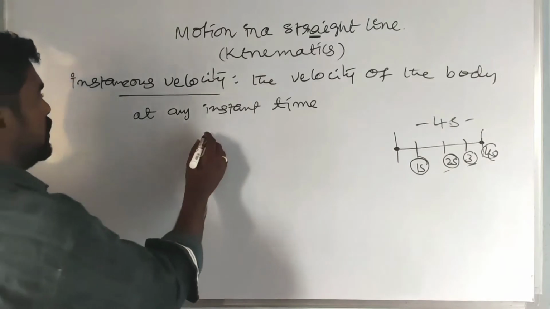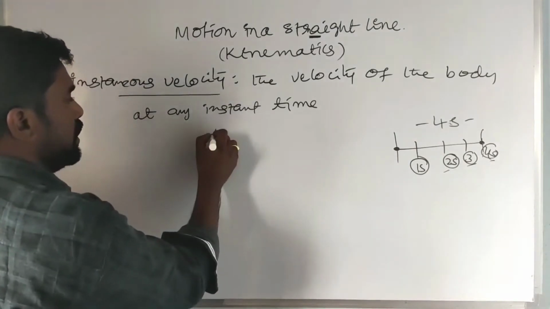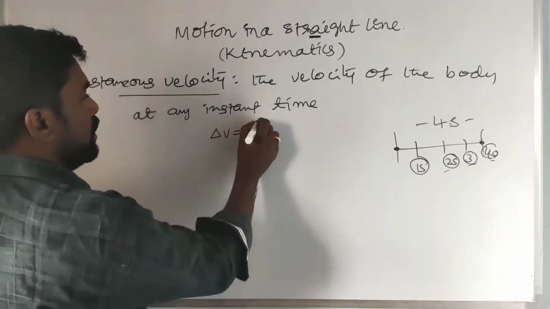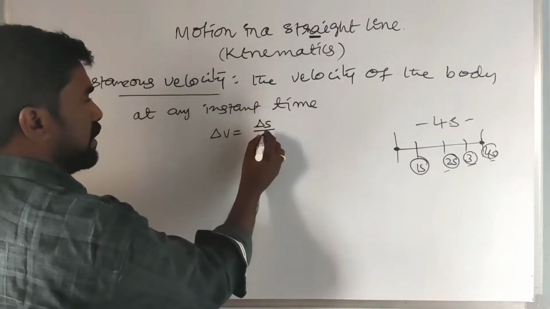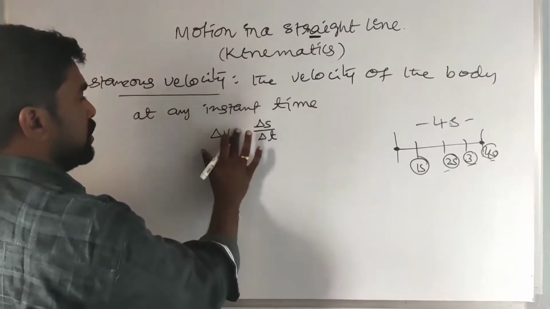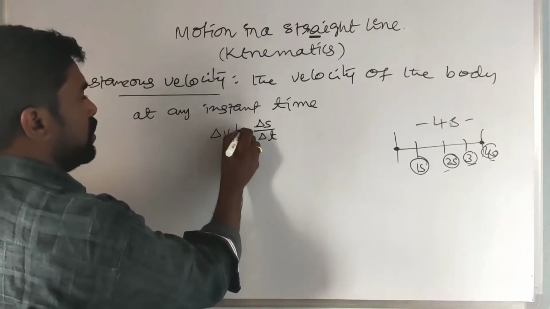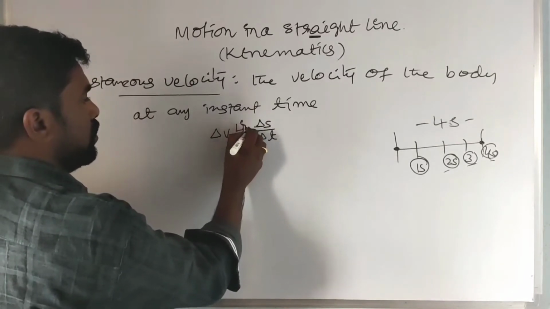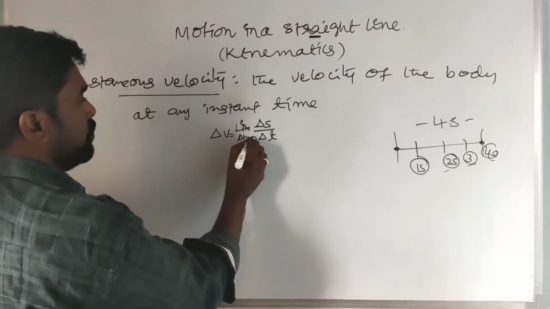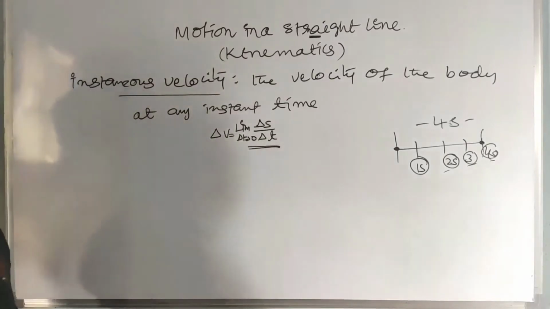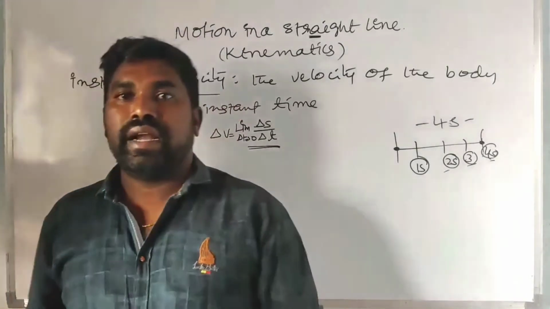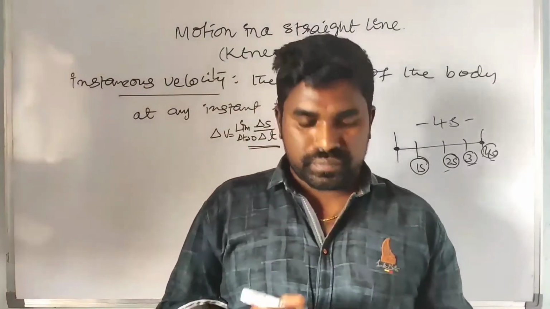So here the instantaneous velocity v is equal to delta s by delta t. So it can be taken as the limit of delta t tends to 0. So this is the instantaneous velocity. Instantaneous velocity and uniform velocity.